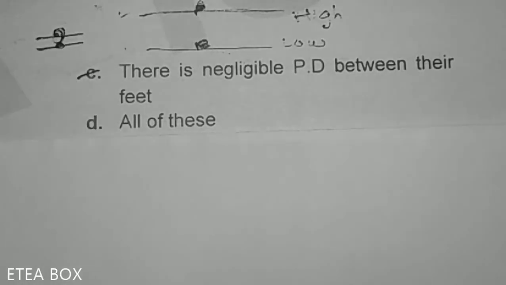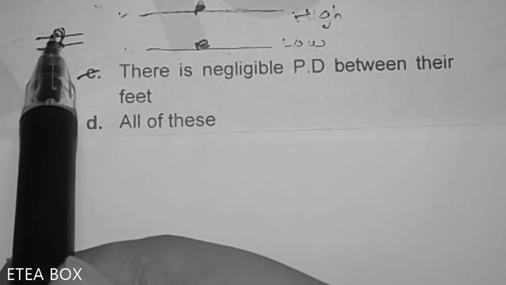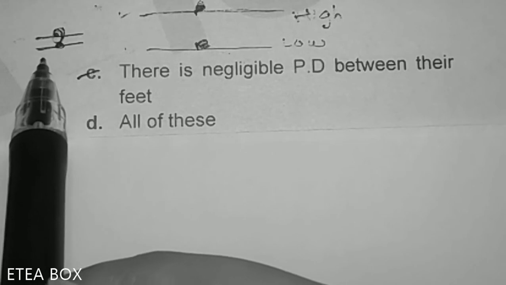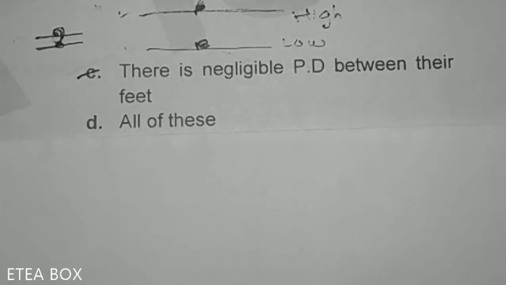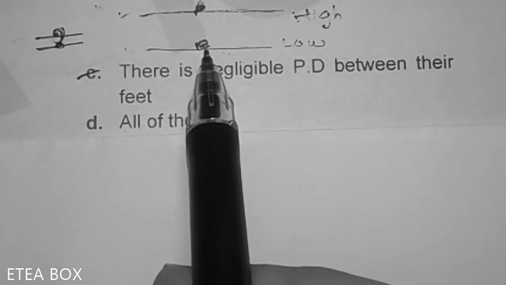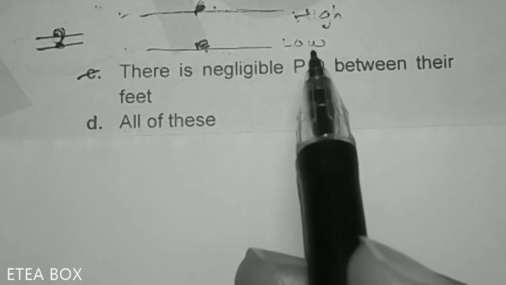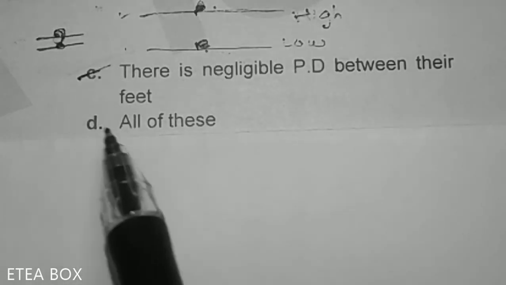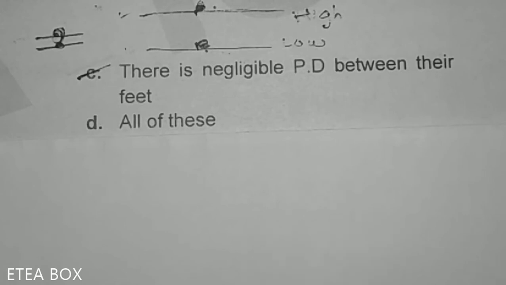There will be a potential difference. The current will flow from high voltage to low voltage through the bird's body, and it will get an electric shock. Now in the MCQ, a bird is sitting on one transmission line, either on this one or on this one, so there is negligible potential difference between its feet. That's why option C is correct.